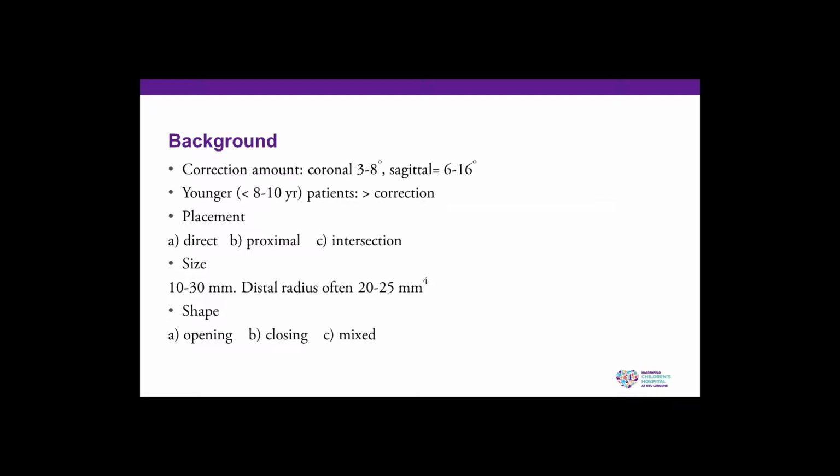Sizes are available between 10 and 30 millimeters. For distal radius fractures, 20 to 25 millimeter wedges are the ones most commonly used. Based on the shape and configuration, there are opening wedges, which cause tension on the concave side of the bone, and closing wedges, which compress the convex side, or a combination of both.